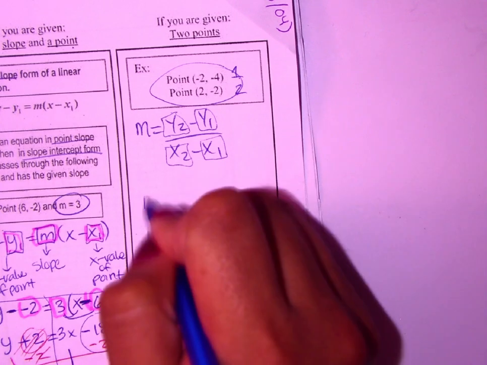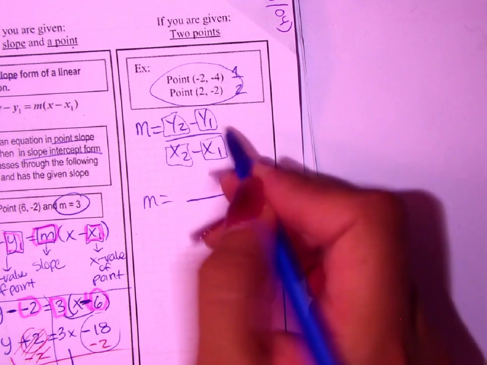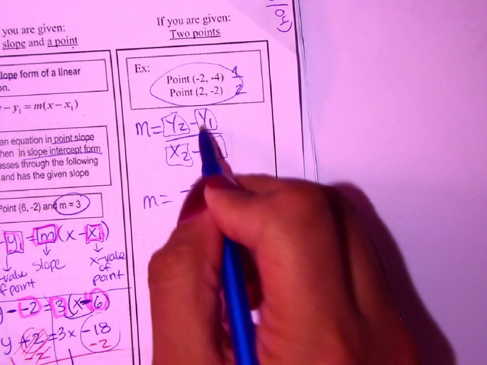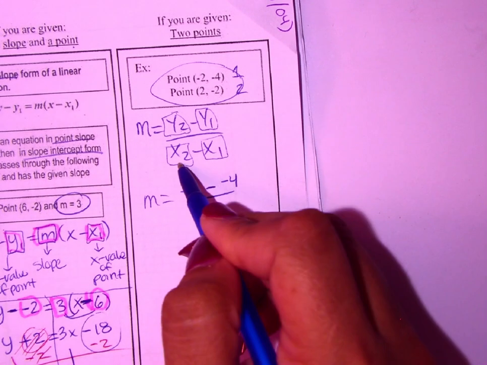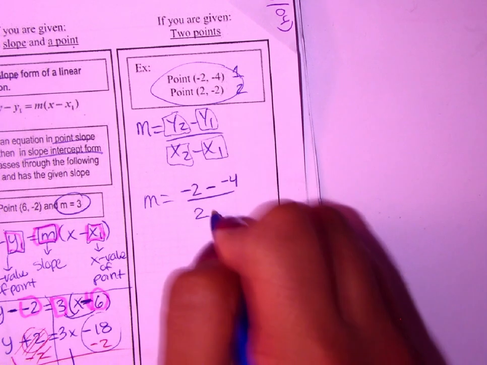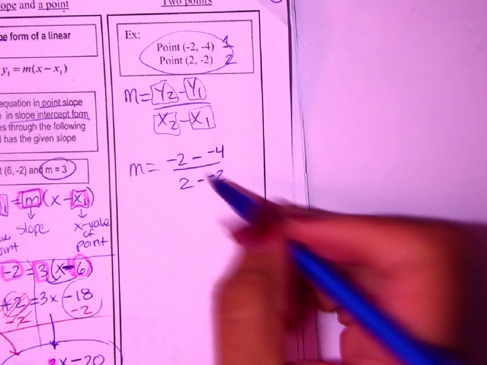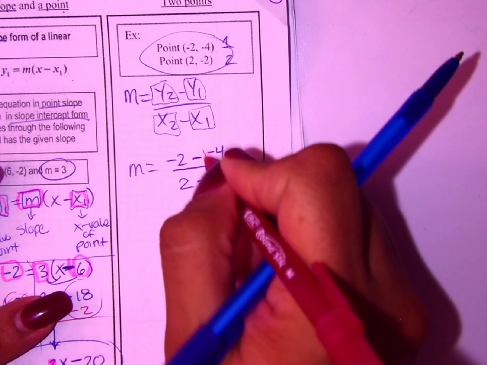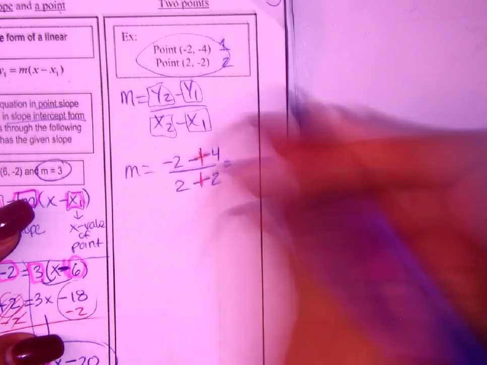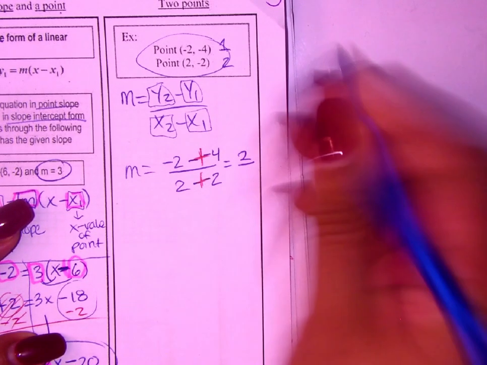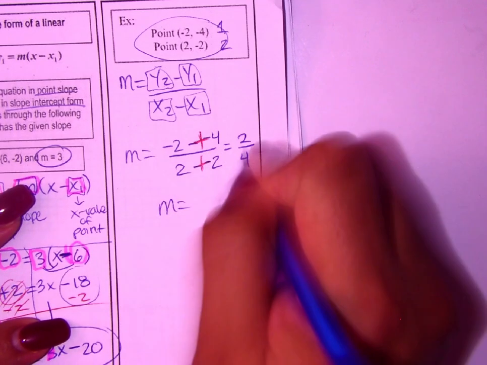We can write it down now as y2, the y value of the second point, that's negative 2, minus the y value of the first point, so that's negative 4, over the x value of the second point, so that's a 2, minus the x value of the first point, which is negative 2. To simplify this, we can see the double negatives and say that these become plus. And then that gives you negative 2 plus 4, which is a positive 2, and positive 2 plus 2, that's a 4. So this simplifies to 1/2.